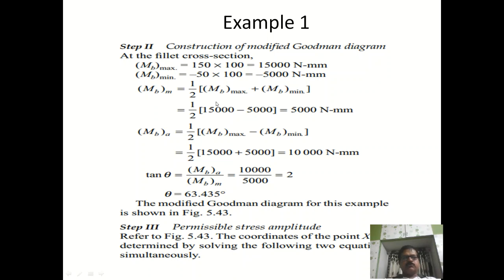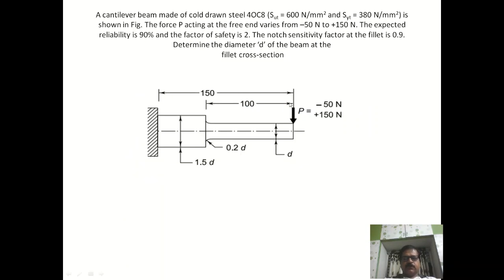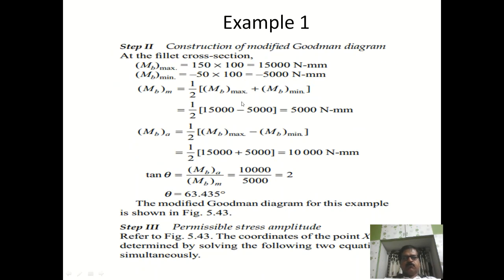Step 2, the maximum bending moment, where the load is varying from plus 150 to minus 50. The dimension from the free end to the junction of larger diameter and smaller diameter is 100. Here you can see this: from the load application to the joint, this is 100 mm. 150 is the maximum load, and 150 into 100 is 15,000 Newton mm, the maximum bending moment, whereas minus 5,000 is the minimum bending moment. So we can find the mean, that is 5,000, and the amplitude or variability of the moment is 10,000.